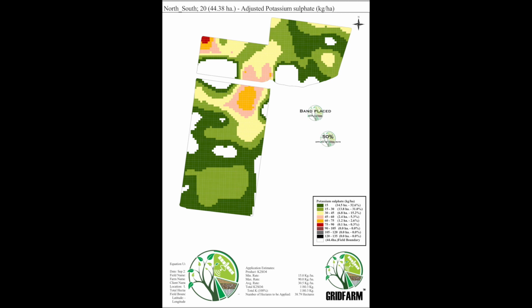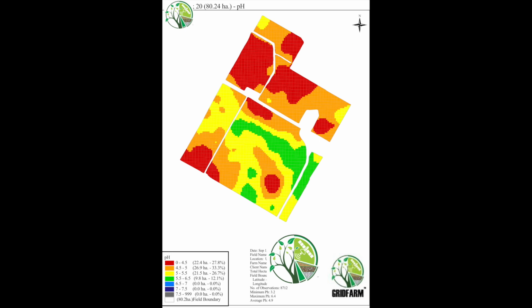Sorting out the potassium variability, potassium sulfate is used on a variable rate application. At this property we're only applying 50% of total requirement, and it's being band placed on the mounds to save costs. Property number 2, pH map, same thing, very big variability. pH ranges from 6.5 all the way down to below 4.5 calcium chloride.